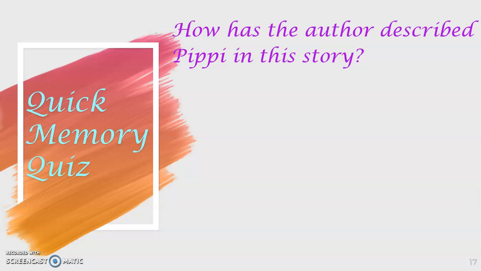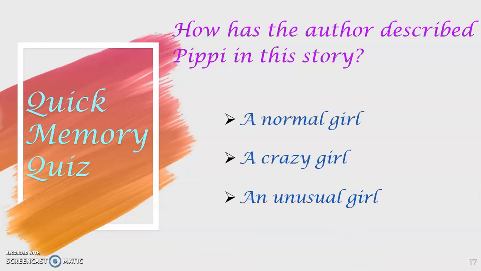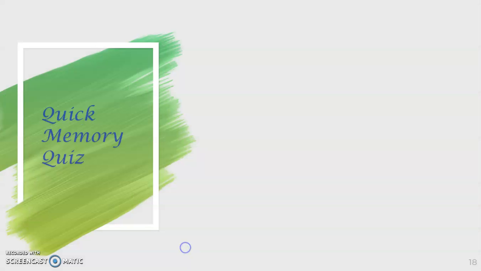Okay, so how has the author described Pippi in the story? I'm giving you a few options. Let's see how many of you are correct on it. Okay, a normal girl, a crazy girl, and an unusual girl. What could it be? Think again. Yes, an unusual girl.